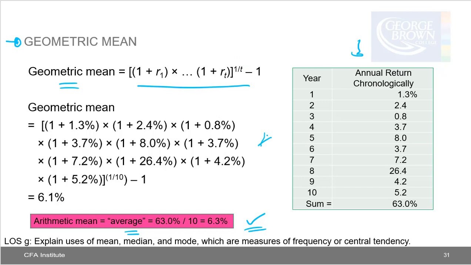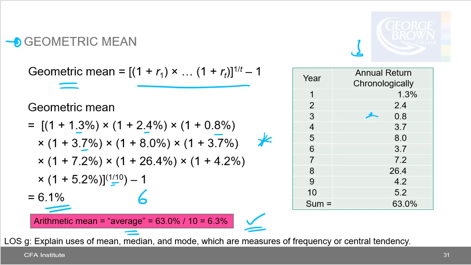Now, I won't work through this on the calculator, but here it is. You can see the geometric return, big brackets, 1 plus return 1 times 1 plus return 2 times 1 plus return 3. This is where I'm getting the returns from, times 1 plus return 4, etc., to the power of 1 to the 10th, minus 1. So we get an answer for the geometric mean or geometric return of being 6.1%.